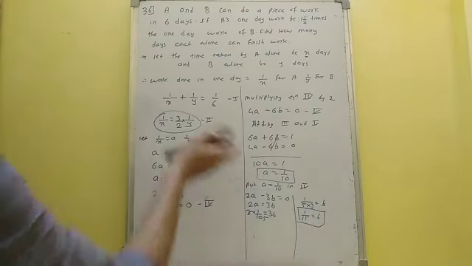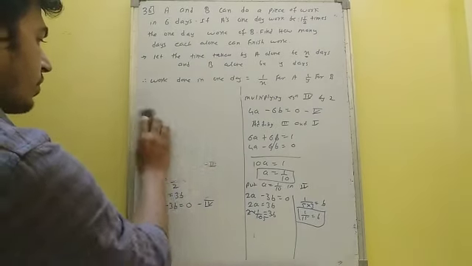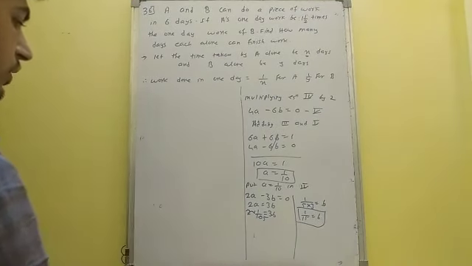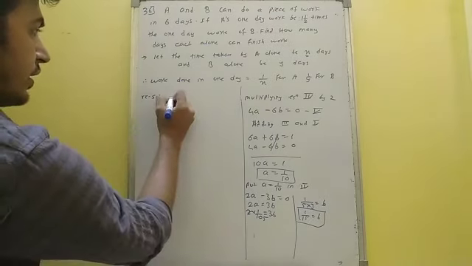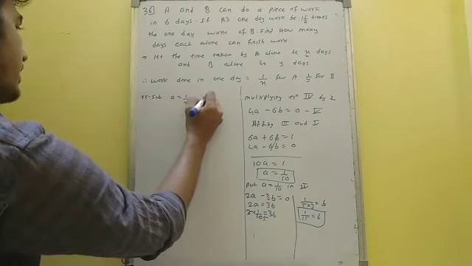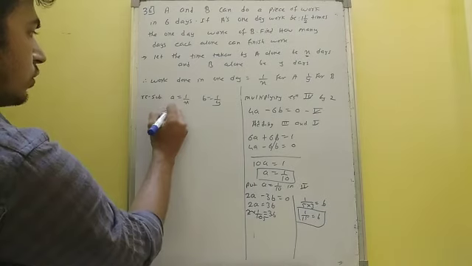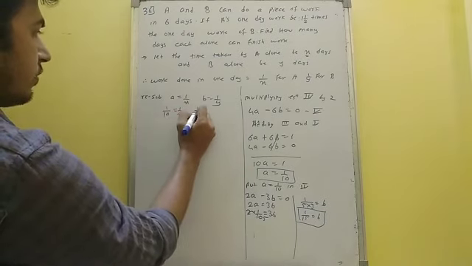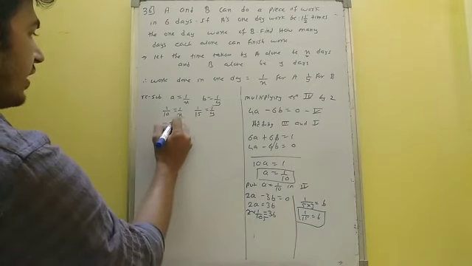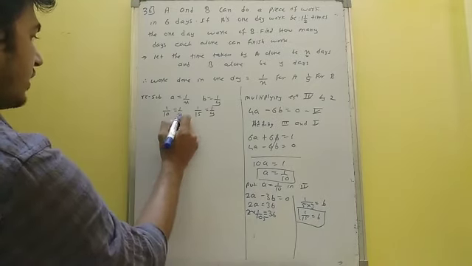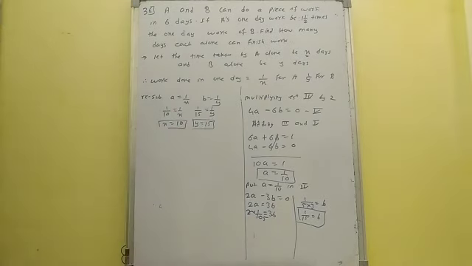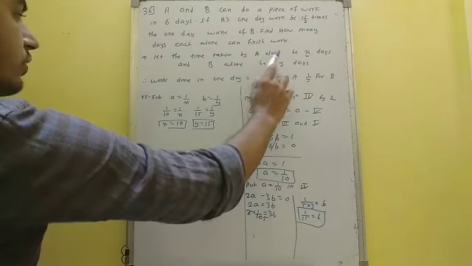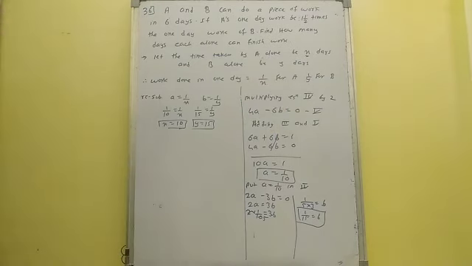So we will resubstitute a is equal to 1 upon x and b is equal to 1 upon y. So 1 upon 10 is equal to 1 upon x and 1 upon 15 is equal to 1 upon y. So x is equal to 10 and y is equal to 15. Therefore, A can finish the work in 10 days and B can finish the work in 15 days, if they are asked to work alone.